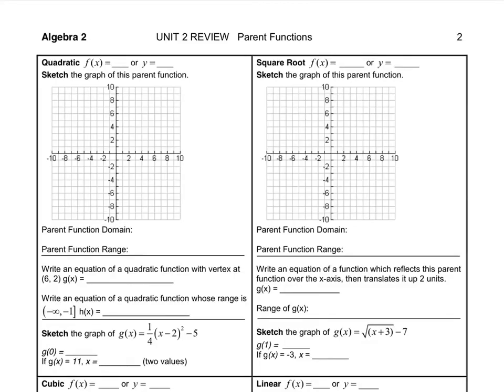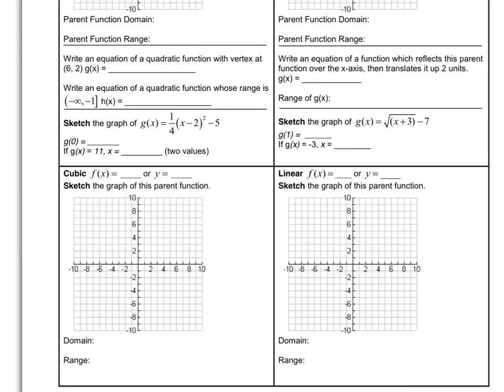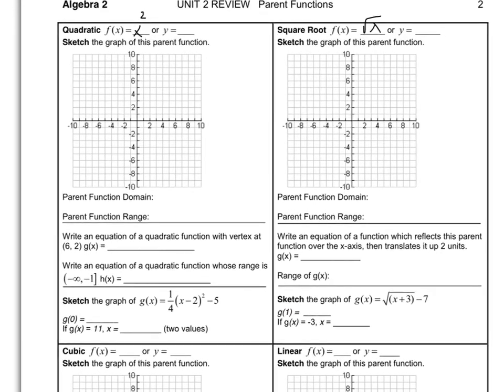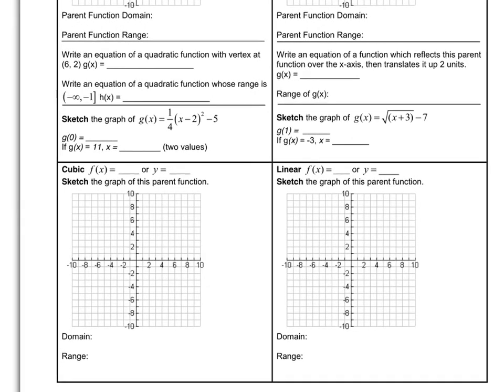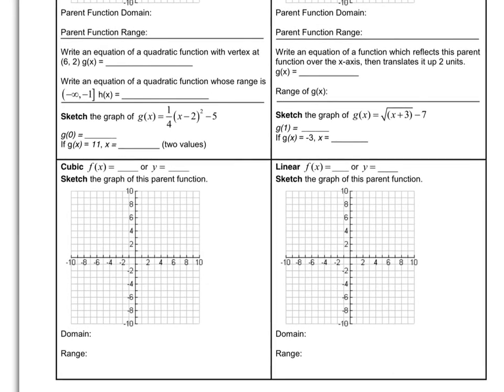Now let's move on to the next page. You should be able to do this one, sketching the parent function, which is x squared, and here is sketching the square root function, which is radical x. I'm going to skip this part, and if you want to see it, you can look at the answer key. I'm only going to be choosing and doing this and this.